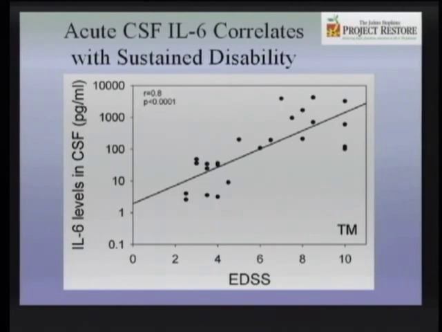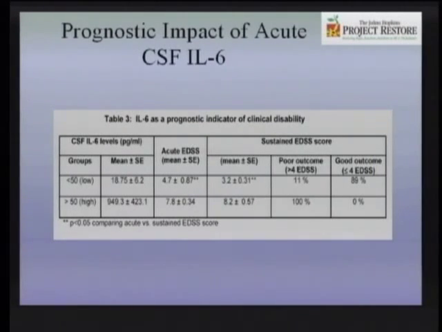So this is just a graph of that. This just shows you the EDSS, which is disability. Those who are at 10 are very bad, and there's a direct correlation between these two. So again, the higher your IL6 levels in the acute phase, the worse you do long-term. So much so that you can divide patients in the acute phase of TM into 2 groups. They come in with low IL6, virtually all of them walk independently again. They come in in the high IL6 group, they never walk independently again.